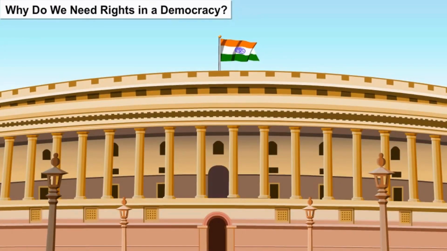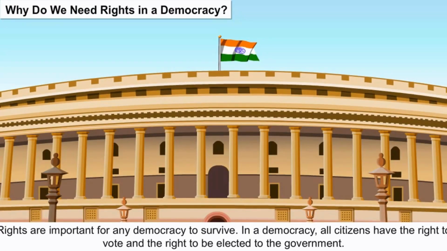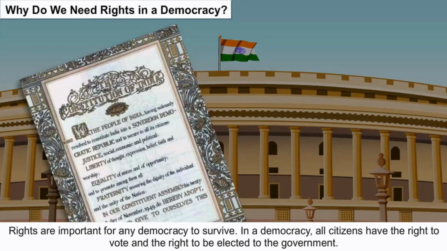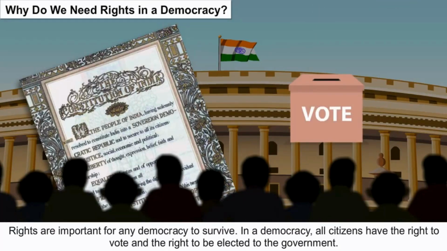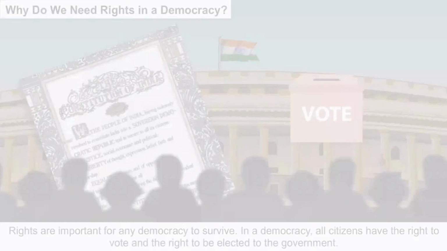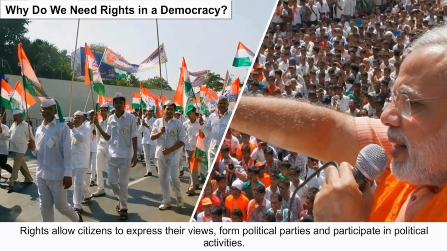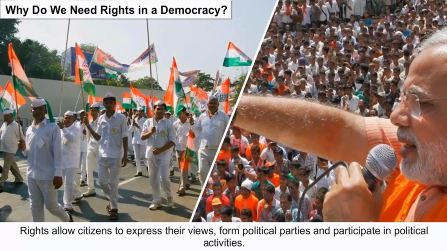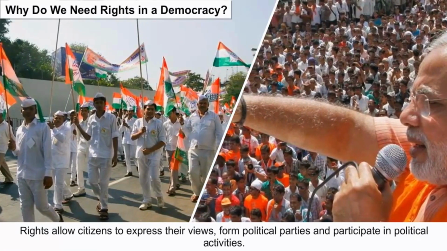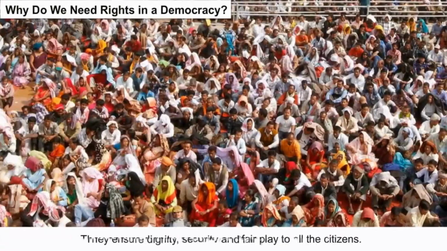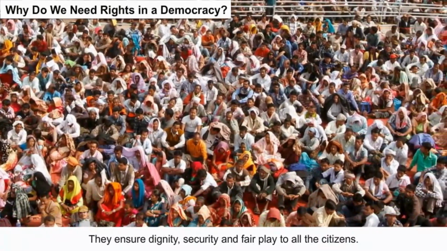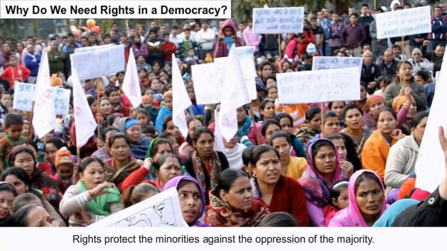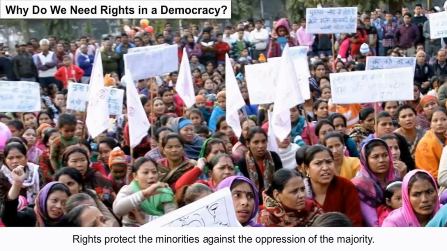Why do we need rights in a democracy? Rights are important for any democracy to survive. In a democracy, all citizens have the right to vote and the right to be elected to the government. Rights allow citizens to express their views, form political parties, and participate in political activities. They ensure dignity, security, and fair play to all the citizens. Rights protect the minorities against the oppression of the majority.